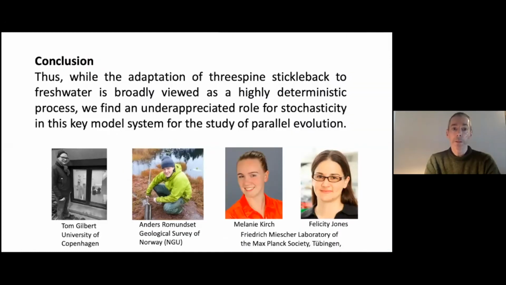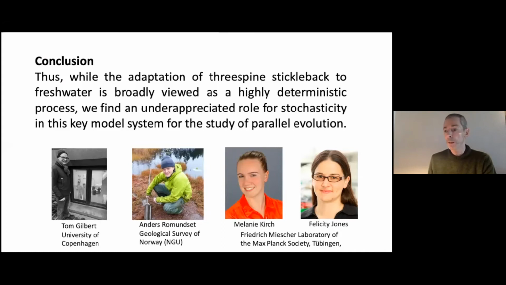So essentially, our conclusion from this work is that the adaptation of freshwater stickleback to freshwater, we view it as a highly deterministic process based on the historic studies that have been done so far. And of course, it's a key study system for looking at ecological adaptation. But we find an underappreciated role for stochasticity. And we're not the only ones to find this.